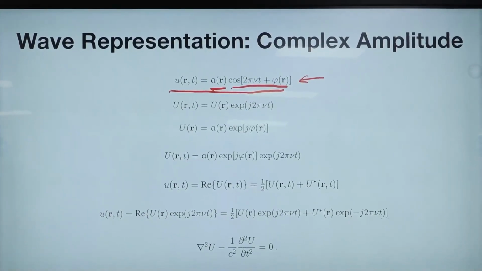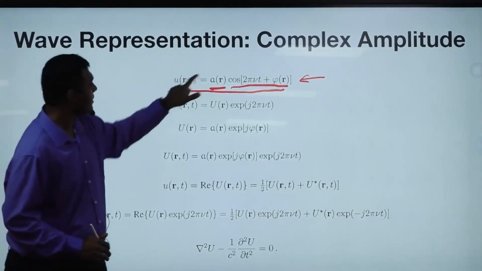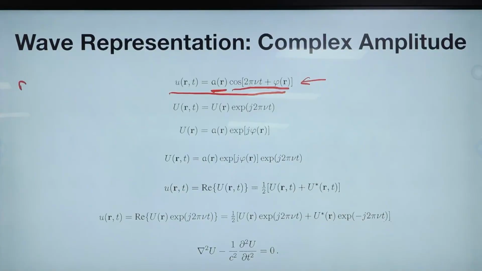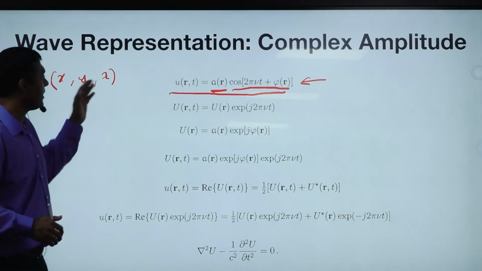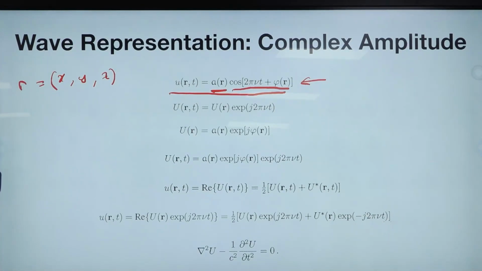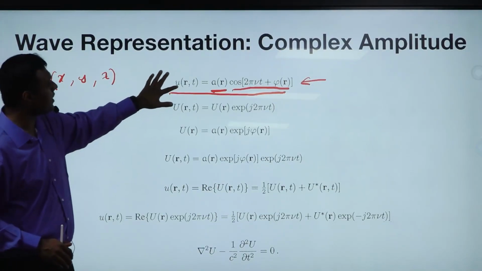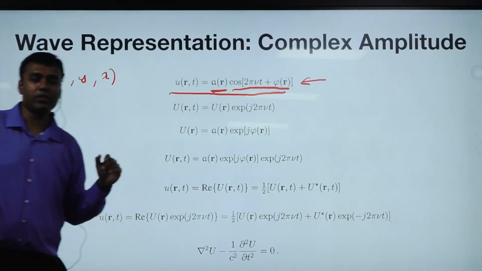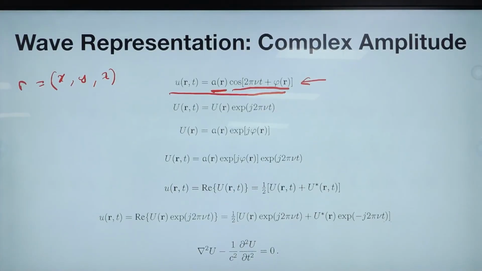You can see from this equation that it's a function of r, which is space. Whenever you see the letter r, think of it as x, y, and z. So r is space, t is time. This function changes at different positions in space and for different time instances. So it is something which is oscillating as a function of space and time.